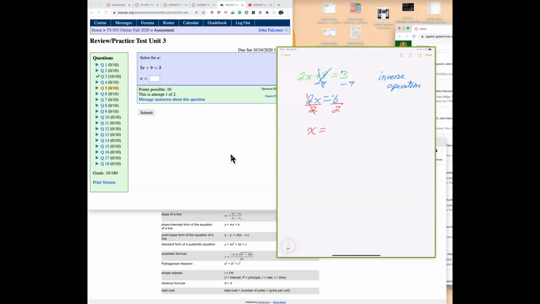And that's equal to negative 6 over 2, which can be reduced if both are even. And if you practiced your divisibility rules, you'll know these are both divisible by 2, so let's divide them both by 2. Negative 6 divided by 2 is negative 3. And 2 divided by 2 is 1. And negative 3 over 1 is equal to negative 3. So x is equal to negative 3. And that will be our answer.